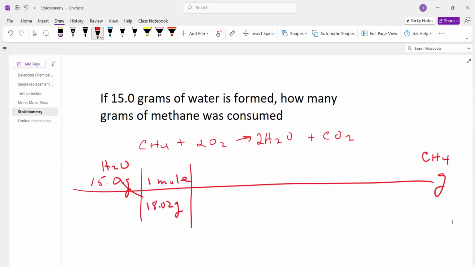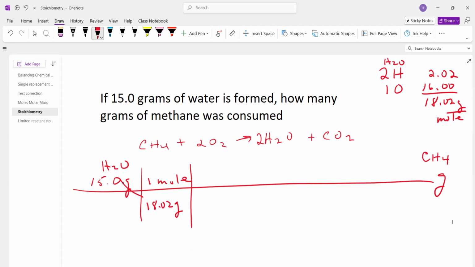18.02 grams in a mole of water. That's the molar mass, which comes from the periodic table. You have two hydrogens at 1.01 apiece, one oxygen at 16 apiece. That's 18.02 grams per 1 mole. Okay, now we're in moles of water.